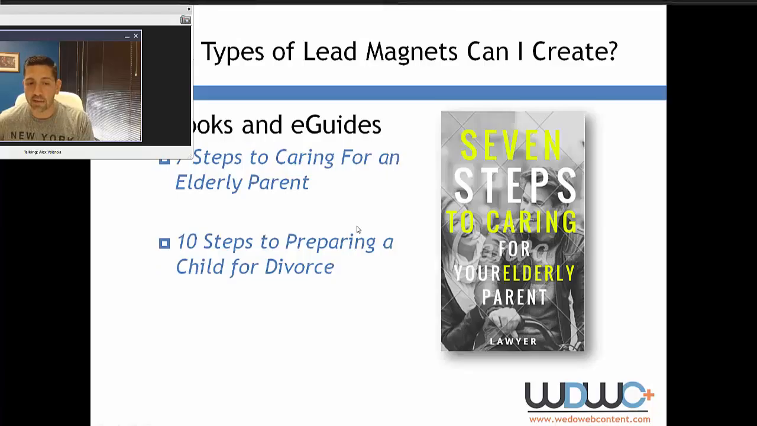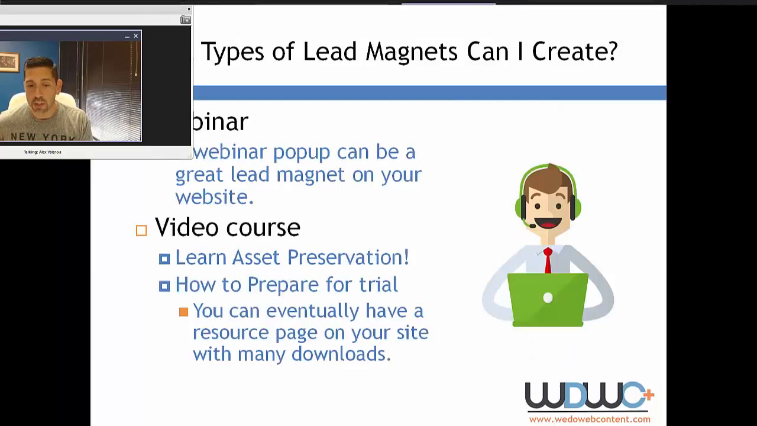Books and e-guides. 7 steps for caring for an elderly parent. 10 steps to preparing a child for divorce. That's great content for a family law attorney. All this is information that you could research and find and put on your website once you're developing content, once you're driving enough traffic. You want to develop these pieces so you're capturing more of the people that are coming to you. This is the top of the funnel people. These are the people that you're going to continue marketing to, and they're going to want to receive that information from you and eventually make a purchase.